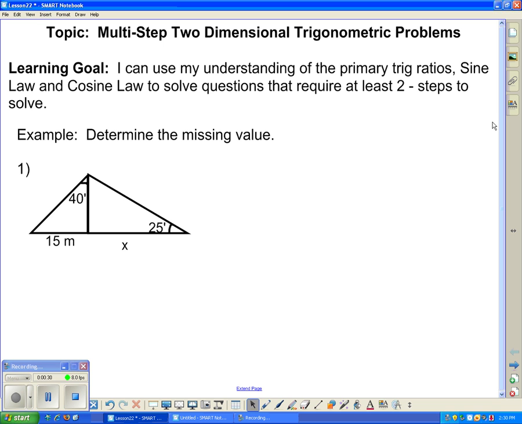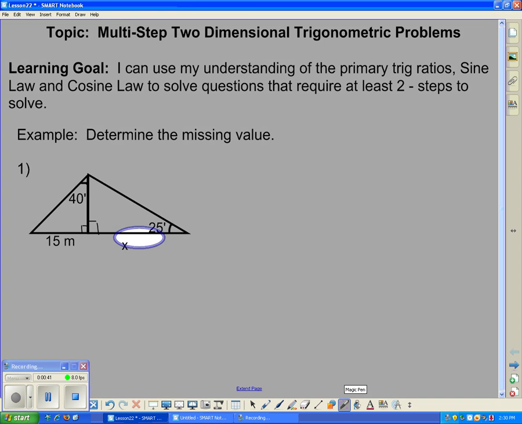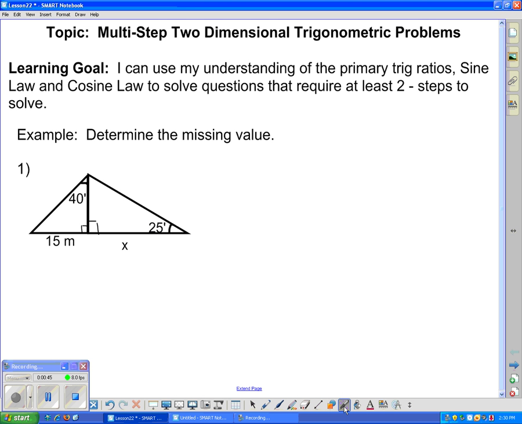All right, so the first question, determine the missing value. So we are going to make the assumption, and it would be given information on a test, that we are dealing with two right angle triangles here. I want to know the value of x in the smaller triangle. So I am looking for that value right here. Okay, and it's part of the larger triangle, I guess. So in order to use SOHCAHTOA, because that's what I'm going to do, I'm going to start with what I want to know.